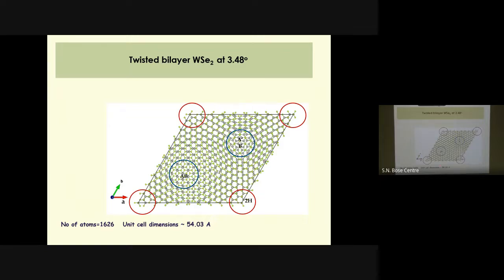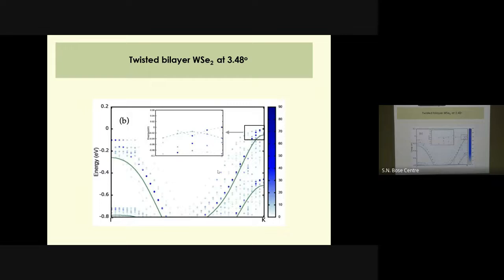And the other reason for choosing this angle was the fact that the unit cell dimensions are pretty similar to the other one. Okay. So unit cell and the number of atoms. Okay, so far. So what do we do here? We did exactly the same analysis that I described earlier, but now you see some very different physics emerging.